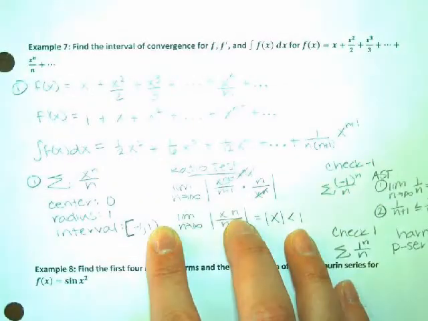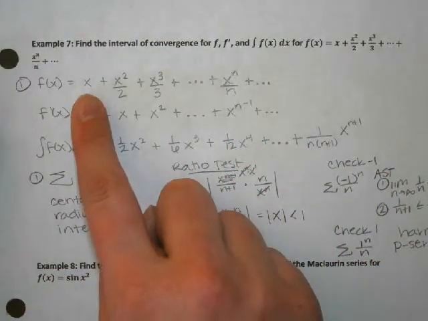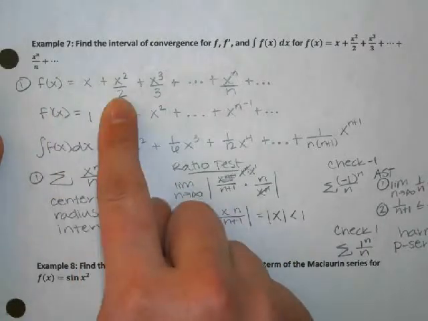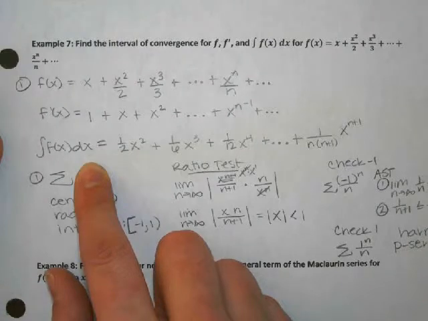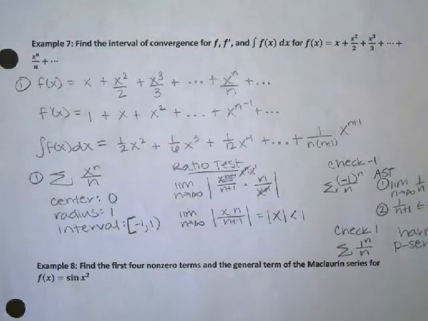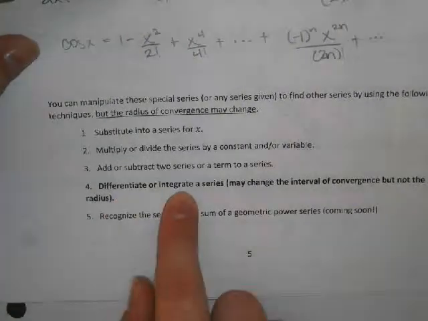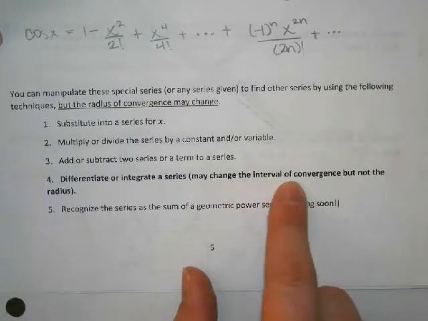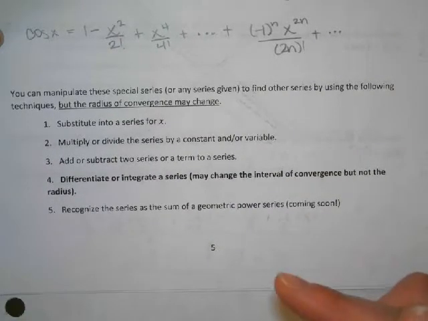So yesterday we had done this part, and we had seen that we had the function itself and the derivative and the integral of the function. And one of the things that was in your packet, on the page before, said that when you have a series, you can differentiate or integrate the series, but it might change the interval of convergence. It wouldn't change the radius, but it could change the interval of convergence.